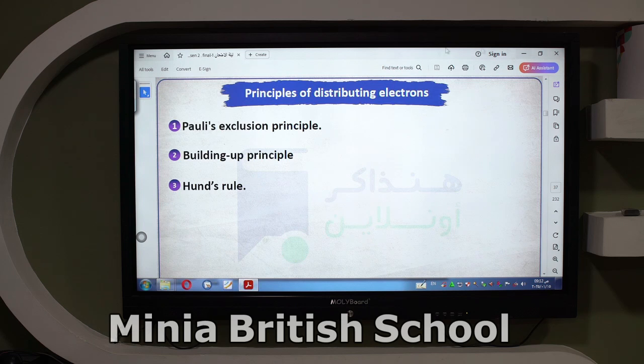Principles of distribution of electrons. Last year we talked about electronic configuration using only the main energy level, but we have another way to distribute or configure electrons. We have 3 main rules: the Pauli exclusion principle, the building up principle, and Hund's rule.